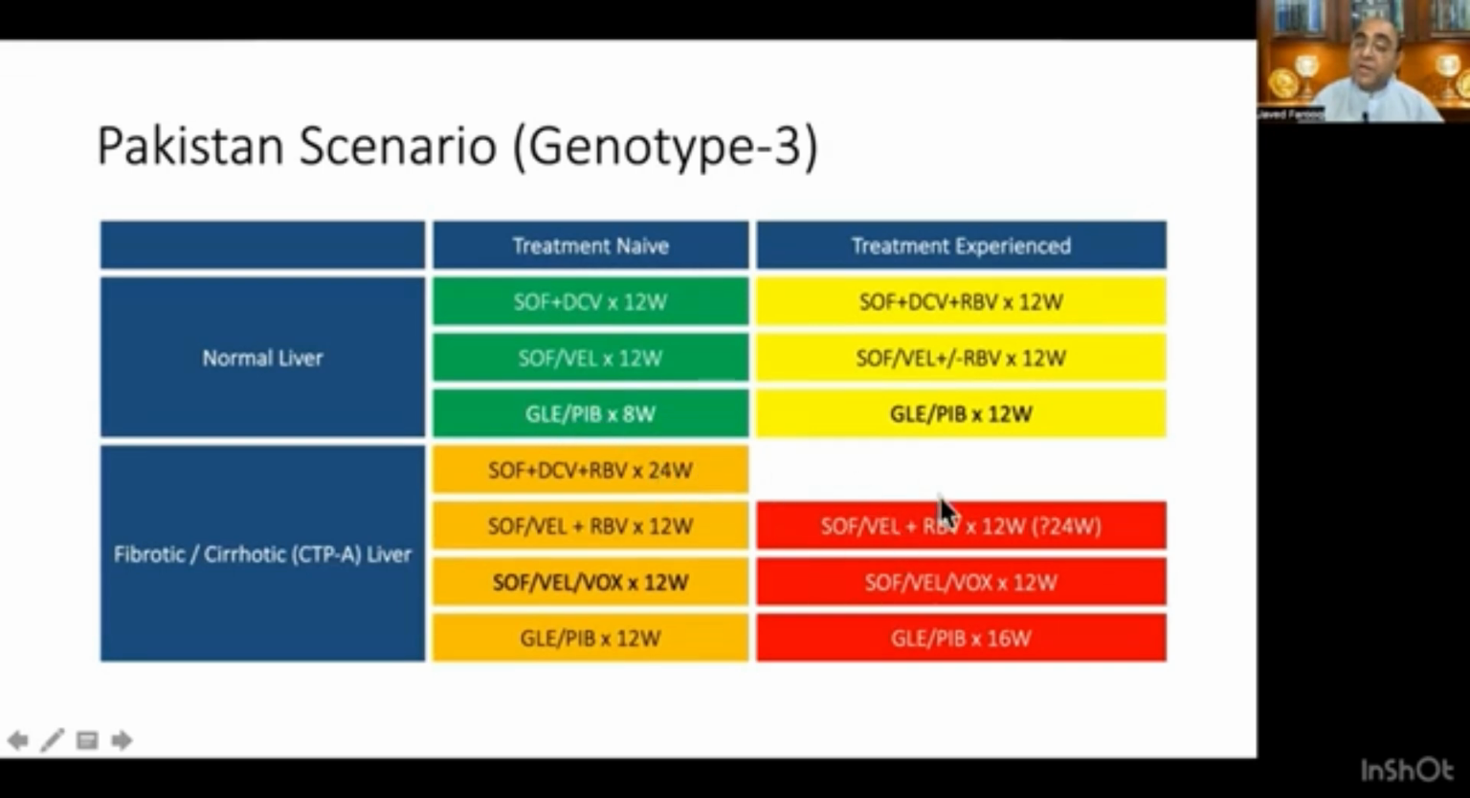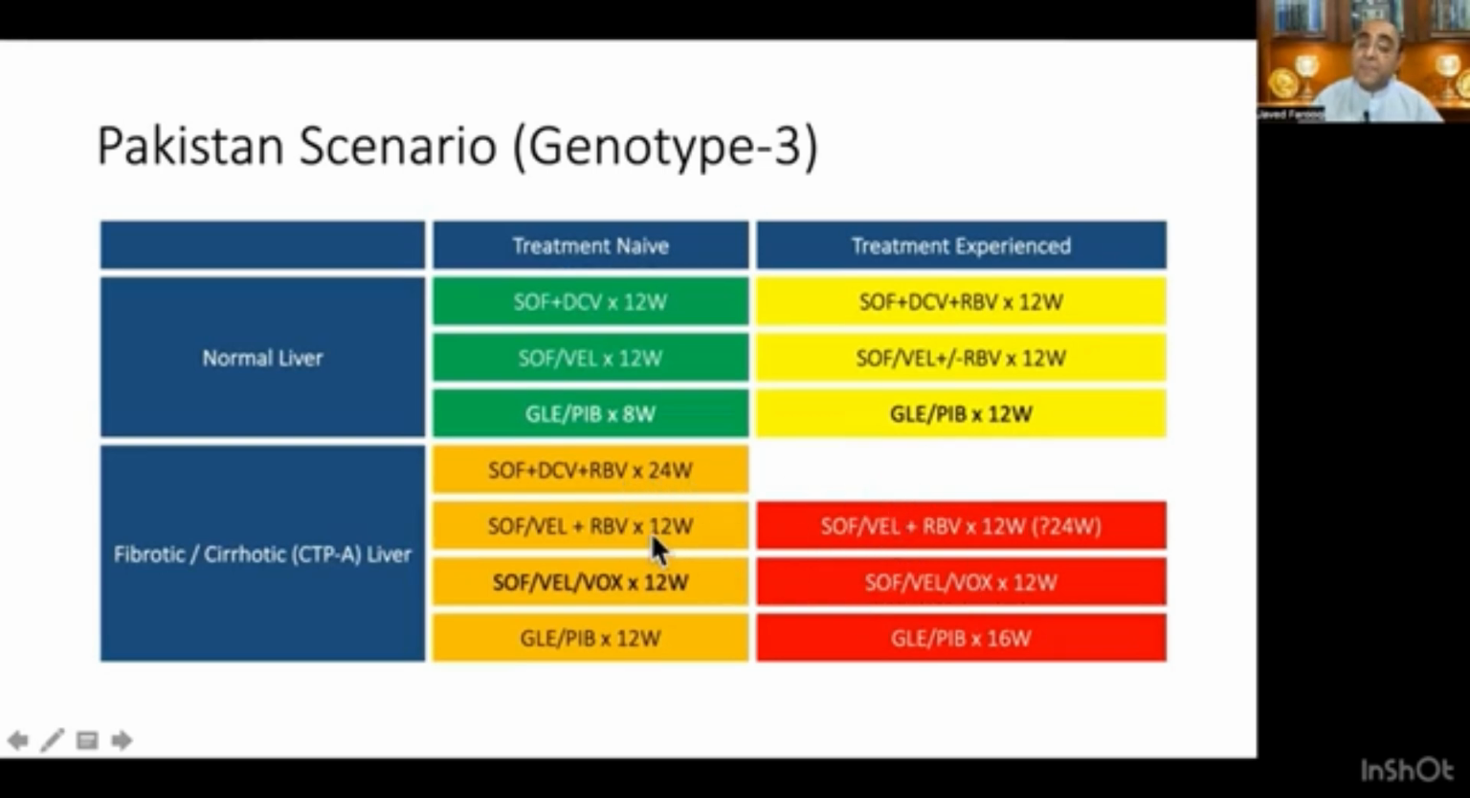And the most difficult group is the fibrotic or cirrhotic group that is treatment experienced. And here you see the GP is given for 16 weeks, Sofosbuvir-Velpatasvir-Voxilaprevir for 12 weeks. And if this is sofosbuvir-velpatasvir with ribavirin, I will personally be using it for 12 weeks or maybe for 24 weeks. And you see in this group, sofosbuvir-daclatasvir is not the drug of choice, and I have never used sofosbuvir-daclatasvir with ribavirin in this group. This is the most difficult to treat.